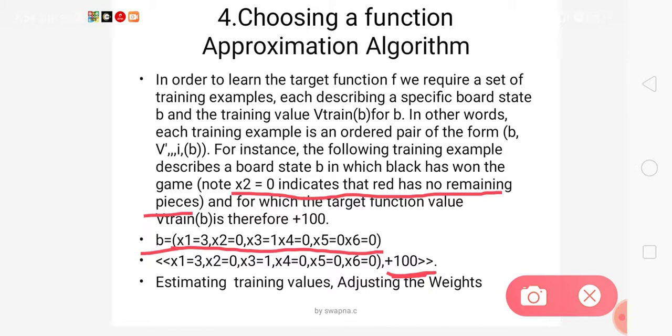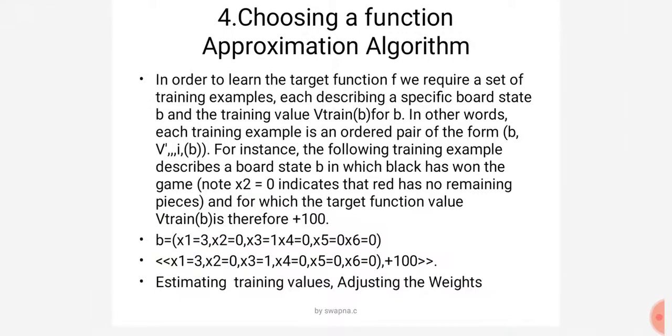This is the example for this, and how they are representing the function, meaning the V value as well as the V train value. The V train target function value is represented as an ordered pair: the state, comma, and what is the real value assigned to that one. Because there are no red pieces, the black pieces player won the game, that's why here they are applying the value of 100.